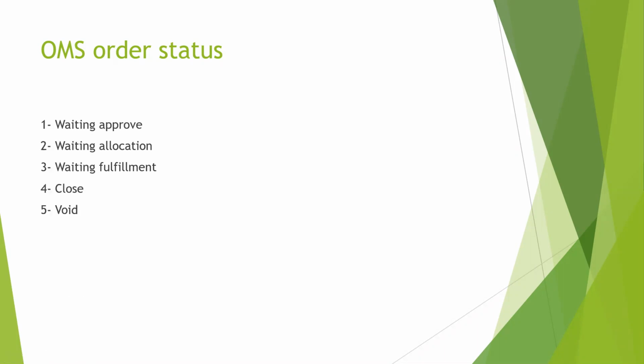After allocating all order items, the order status will be updated to waiting fulfillment, and this means waiting to ship all items. So after shipping all packages, the order status will be closed. To summarize all order statuses: first waiting approve, two waiting allocation, three waiting fulfillment, four closed. Oh, there are also two other steps: void to cancel an order, and suspend order.